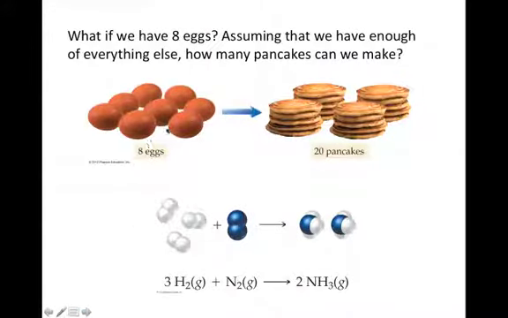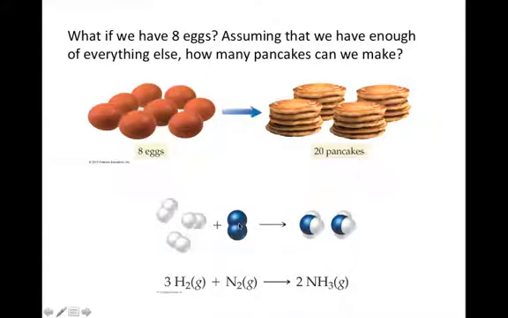But what if we have 8 eggs? If we have 8 eggs, then we can make 20 pancakes, because 2 eggs makes 5 pancakes, so 8 eggs, 2 times 4, will make 20 pancakes, 5 times 4, assuming that we have enough of all the other ingredients. It's the same type of thing we're going to do with a chemical reaction.